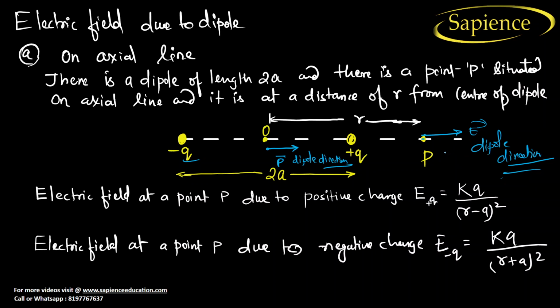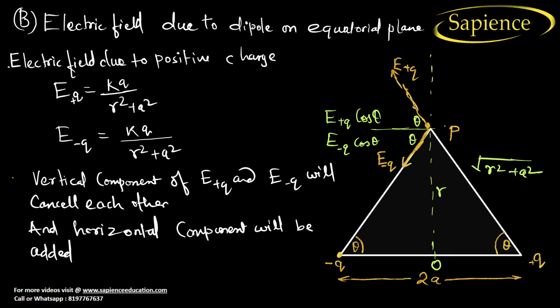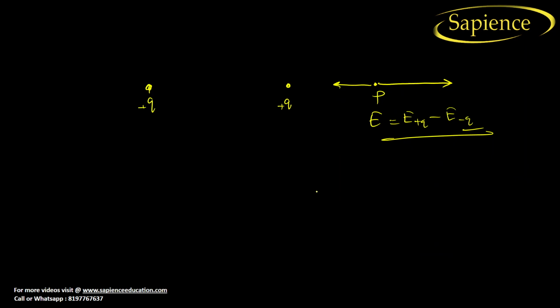I hope you have already understood this. Now let us discuss another case that is very important: the electric field due to a dipole on an equatorial plane. What is the equatorial plane? Let us construct this. This is a dipole, and let us consider a plane which is passing through the center of the dipole. See here, this is the equatorial plane, because it is passing through the center of the dipole.